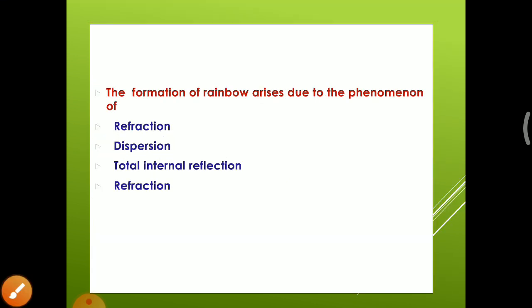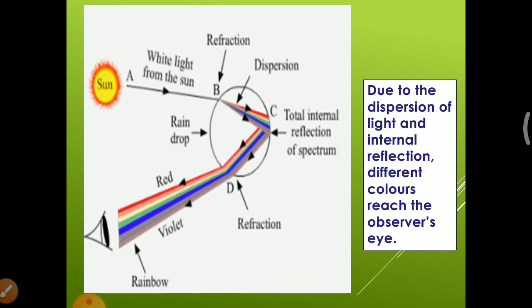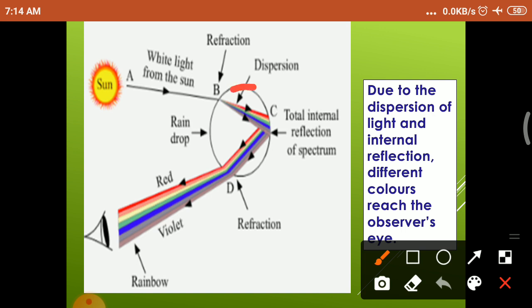The formation of a rainbow arises due to the phenomena of refraction, dispersion, total internal reflection, and refraction. I will explain how these four processes take place in the formation of a rainbow. Look at this diagram. This is a water droplet.